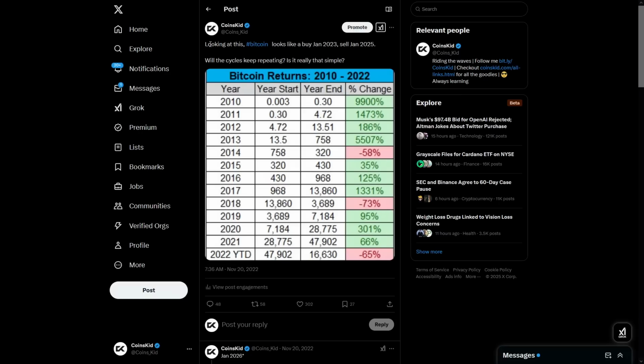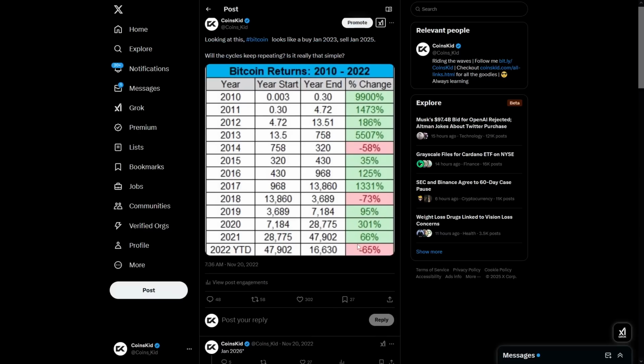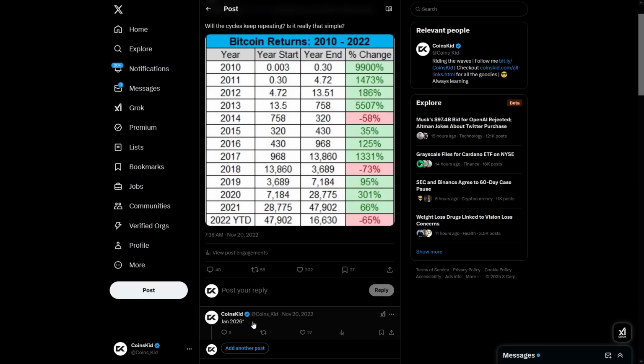So typically, you're looking at this. Bitcoin looks like a buy January 2023 and a sell January 2025. So that was actually a typo. I did amend that. So will the cycles keep repeating? Is it really that simple? So obviously January 2026, the typo just there. I'll put it on the same day right there.